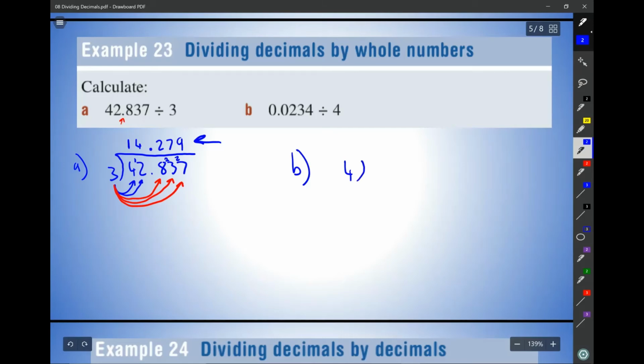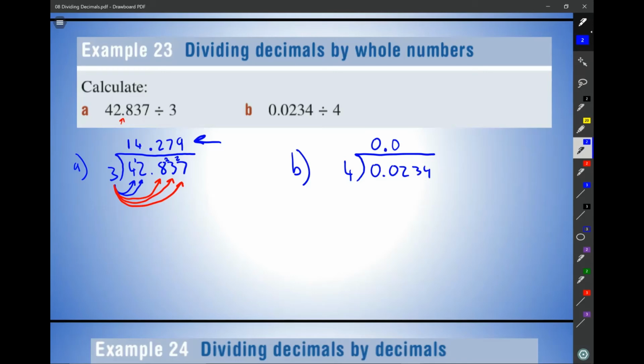4 divided by 0.0234. 4 divided by 0 is 0. 0 divided by 4 is 0. The decimal point stays in the same spot.